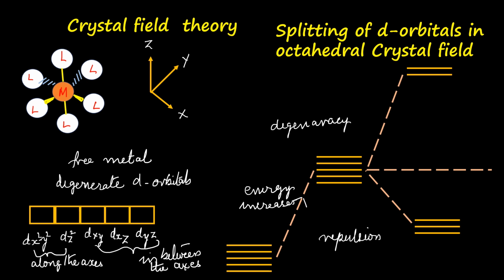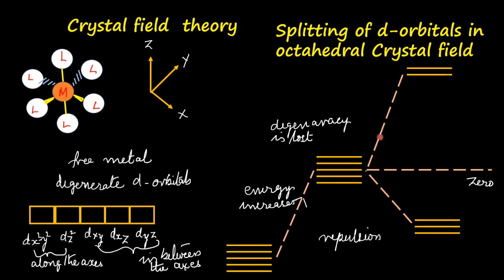The degeneracy is lost. The average energy of these 5 orbitals is taken as 0. It is not really 0, but it is considered as 0. And that point is called the barycenter. In the case of octahedral complexes, the degenerate orbitals which have gained energy now split into two sets. This splitting is called splitting of d orbitals in octahedral crystal field.